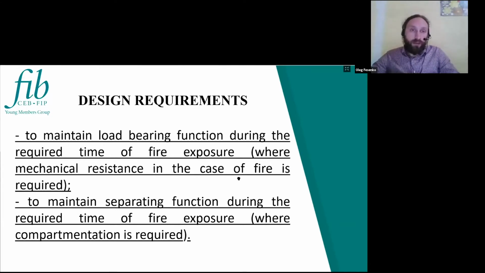And the main design requirements for load bearing and separating construction are to maintain load bearing function during the required time of fire exposure when mechanical resistance in case of fire is required, and to maintain separating function during the required time of fire exposure when compartmentation is required.